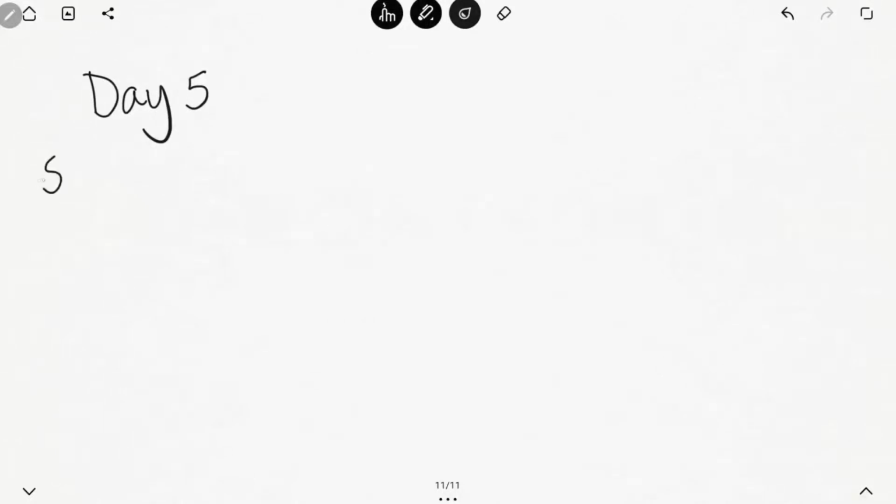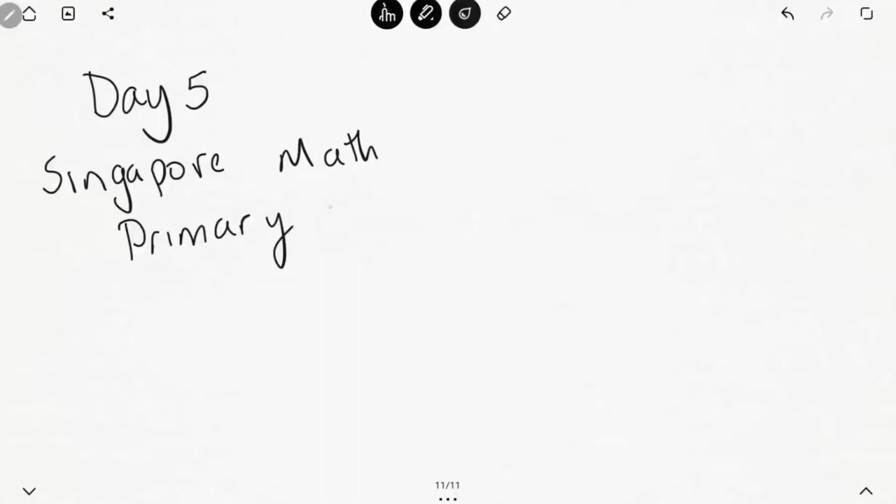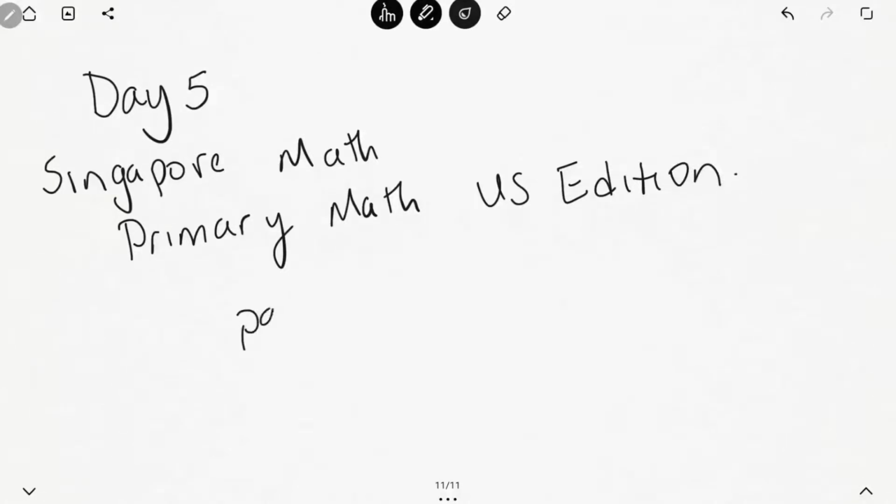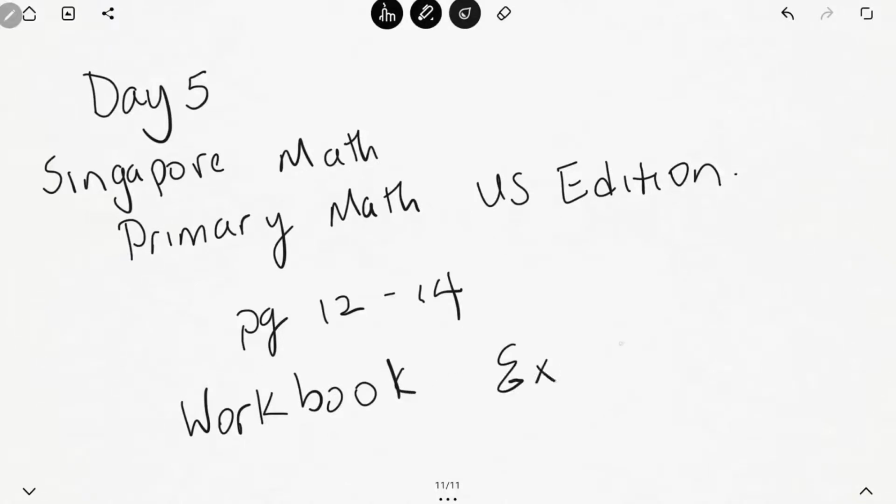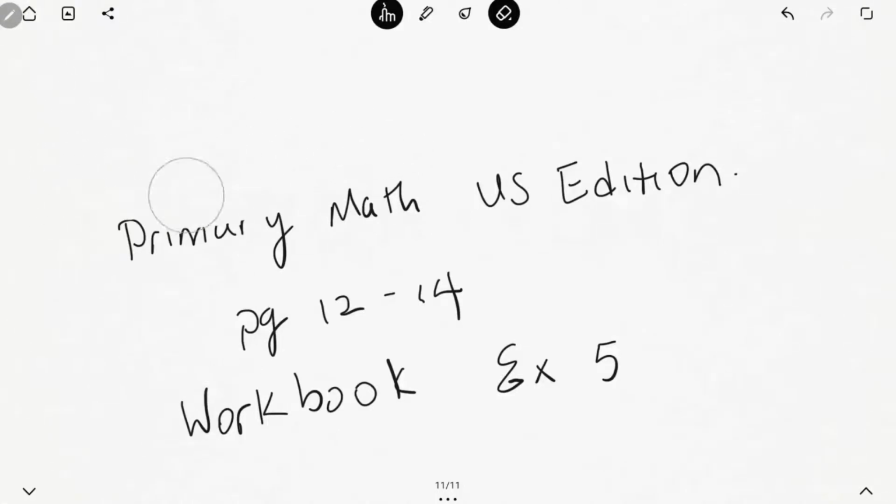Today we're going to do, again, I am making sure that we know exactly where we are. Singapore math, this is the primary mathematics. This is not dimensions. It's not even the new primary math. This is the primary math US edition. And today we are going to do pages 12 to 14 of the textbook, and in the workbook we are then going to do exercise number 5 of the workbook.